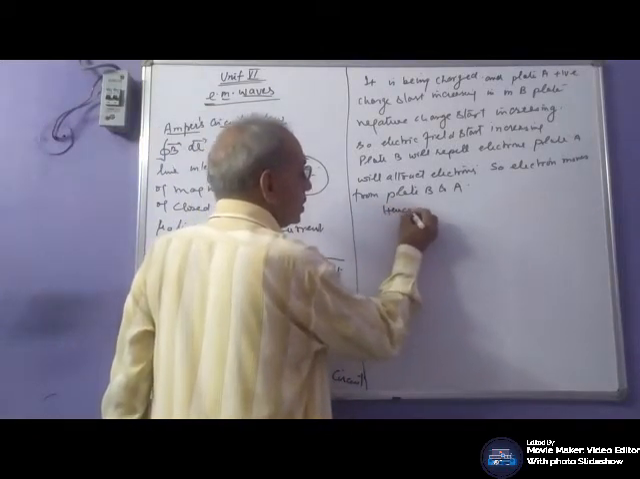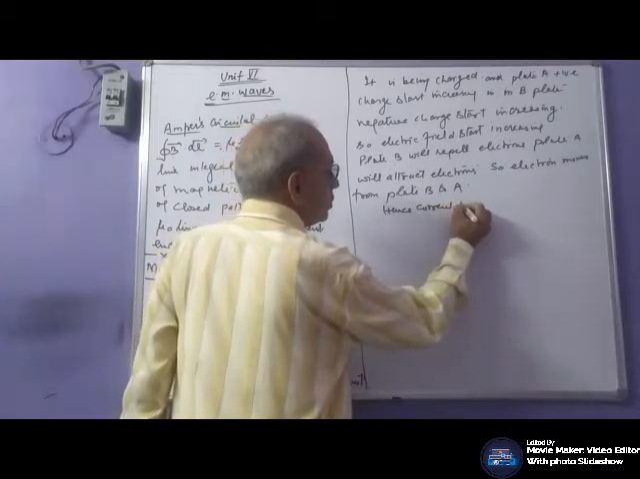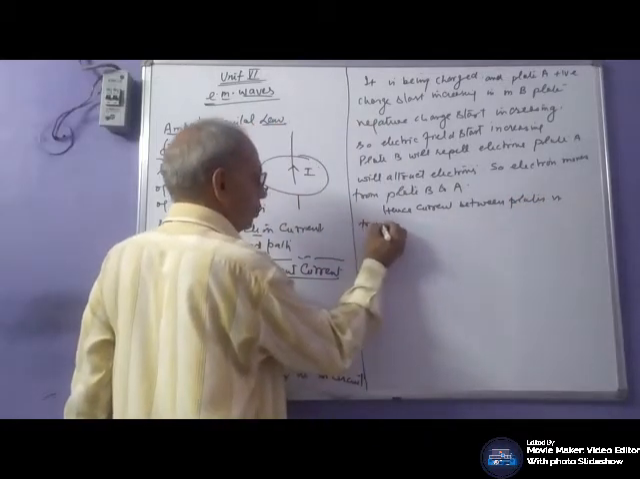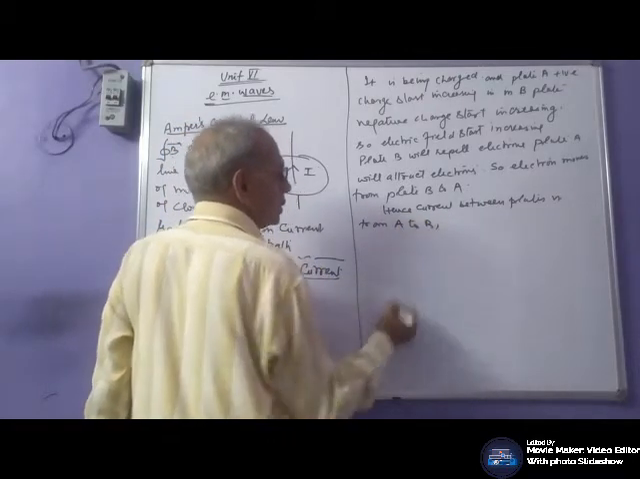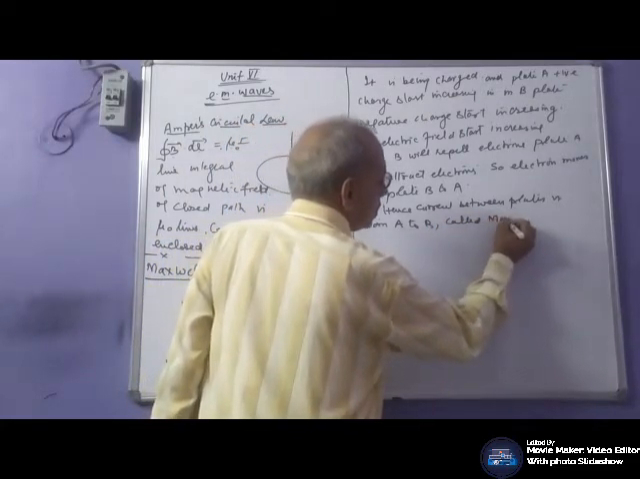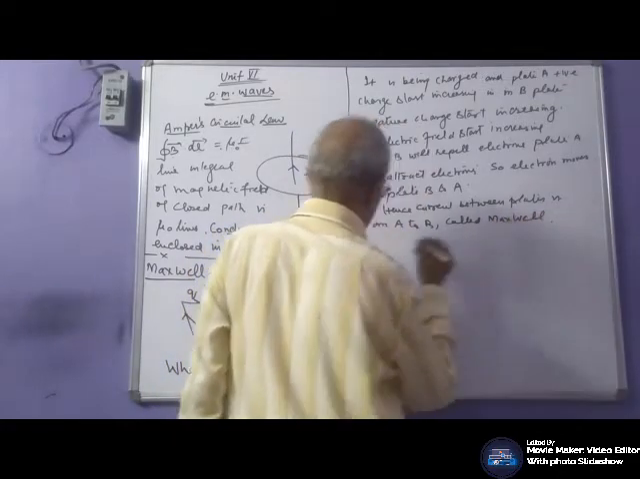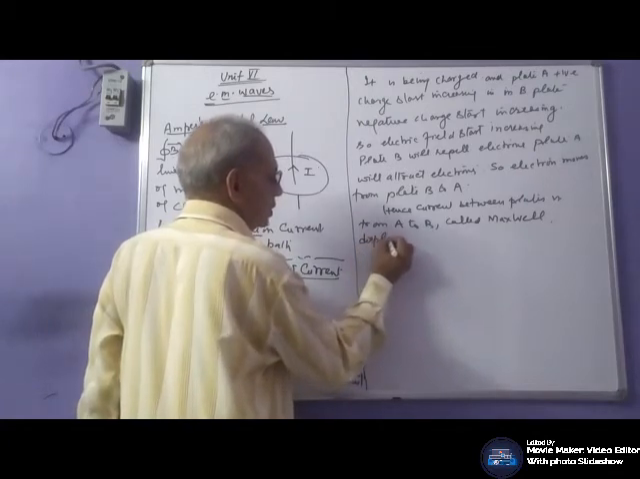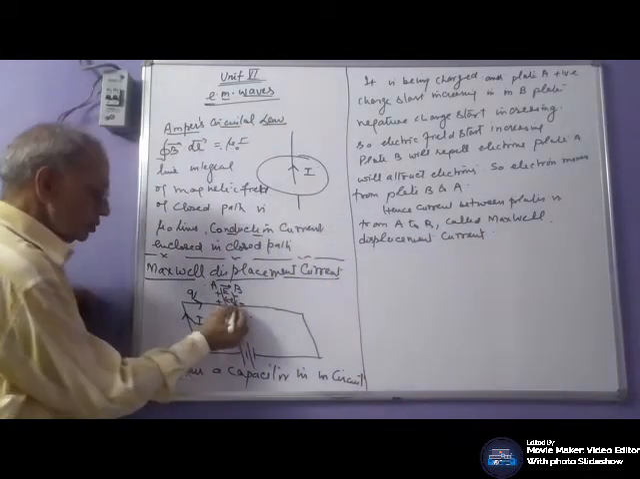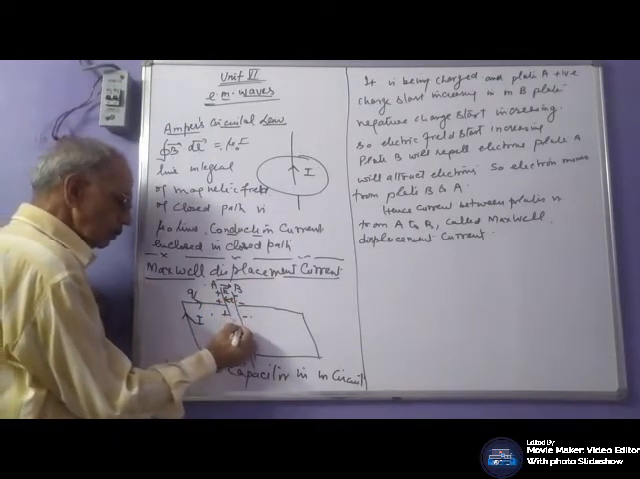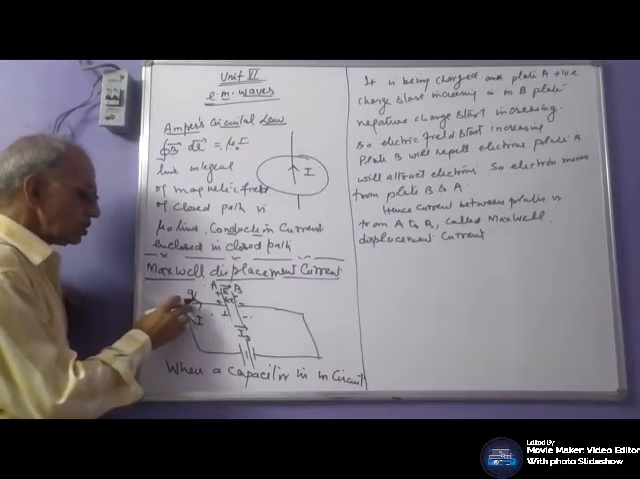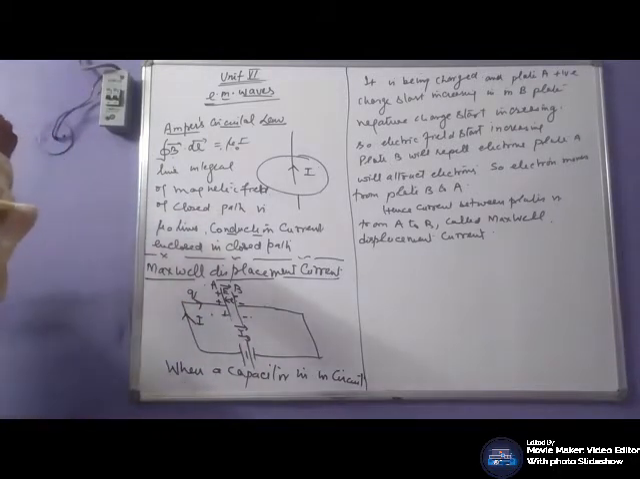Hence the current between the plates is from A to B, called Maxwell displacement current. Correct. Electrons are moving from this to this, so this is current ID, the displacement current. This current is conduction current. This current is what? Displacement current.